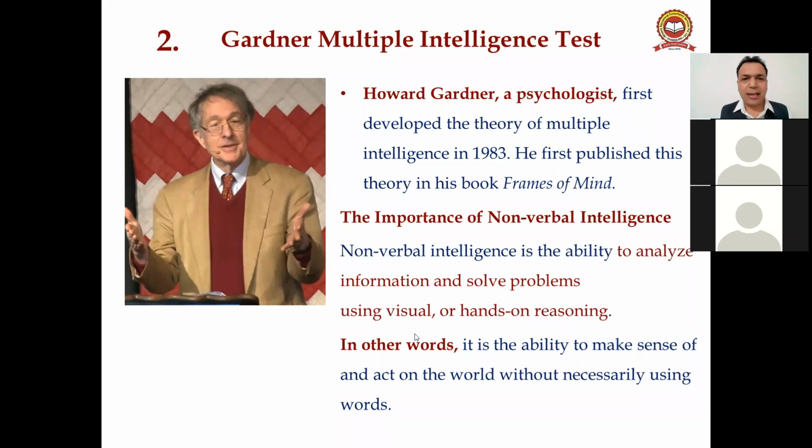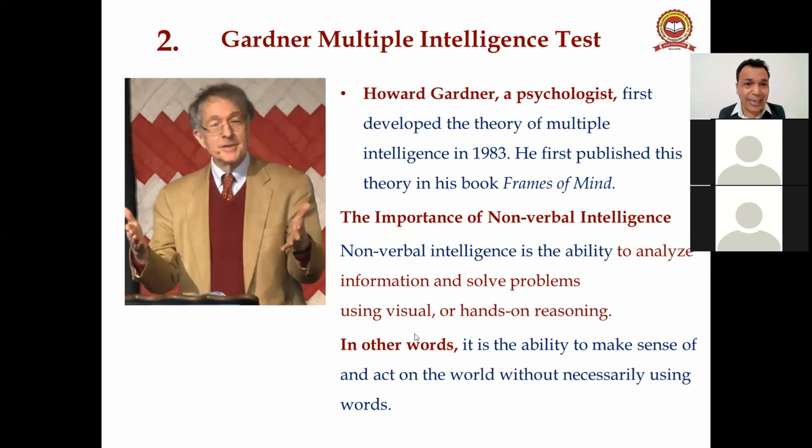So guys, the Gardner multiple intelligence test, you already know that. In B.Ed we have done this theory also. Gardner's multiple intelligence consists of 8 intelligences. He was the person who came after the Spearman intelligence theory. Spearman said that intelligence consists of two factors, one is the G factor and one is the S factor. If you remember, the intelligence of a person depends upon the two factors set by Spearman.